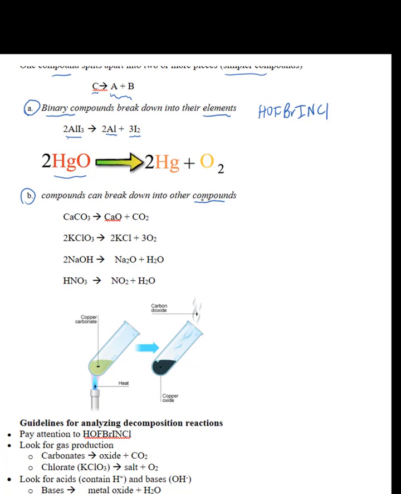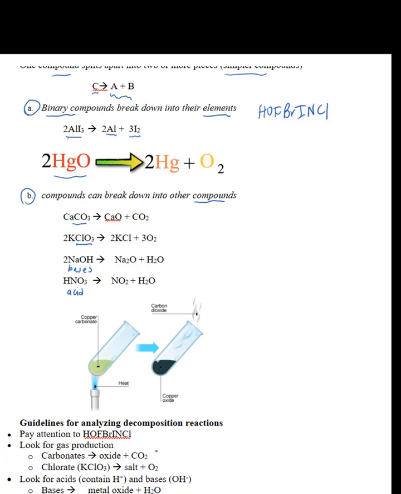For compounds breaking apart into other compounds, there are some important ones to look for. We're going to look at 4 different types within this category. We're going to look at compounds with carbonate, with chlorate. We're going to look at bases, so ones that have OH, and we're going to look at acids, ones that have H ions in them. And you'll see in the guidelines down here that I've summarized the rules that fit with these examples.